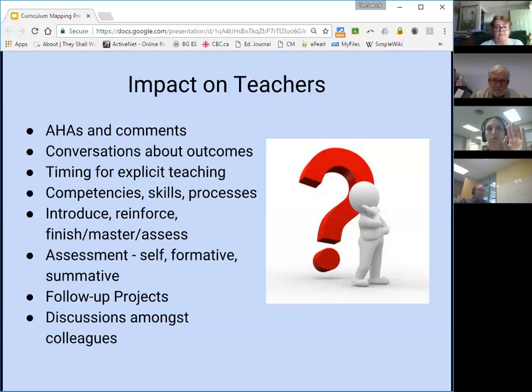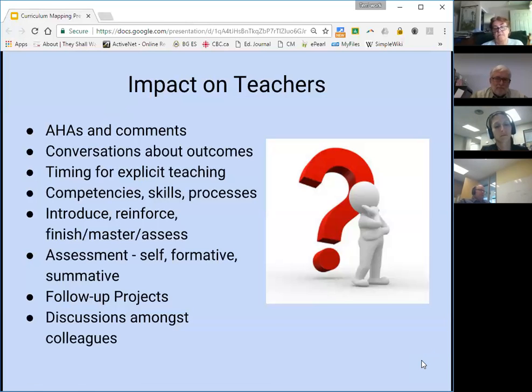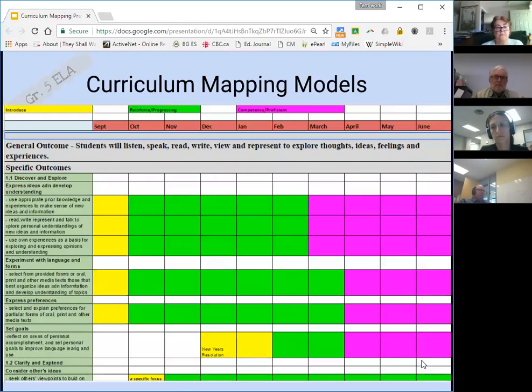I'm going to take a minute now and show you some different maps of curriculum, some different curriculum maps that we've created and the models that they look like. It's really important to understand that when we do our curriculum mapping, we give them some guidelines, but then we expect them to look very different, and even within one subject and one grade, maps could look different.